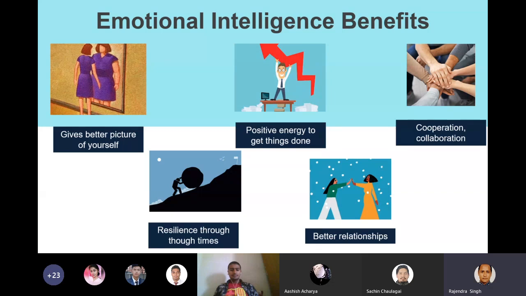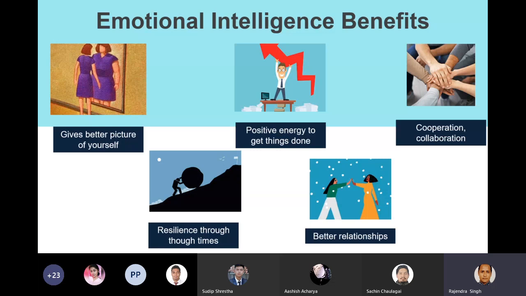Okay, so let's look at a few benefits of emotional intelligence. The first benefit that I have compiled is that it gives you a better picture of yourself, emotionally speaking, not physically. If you have a higher emotional intelligence, that means you have a better picture of yourself and are able to manage your emotions. Many people get carried away by strong emotions because they let their ego react to those emotions.